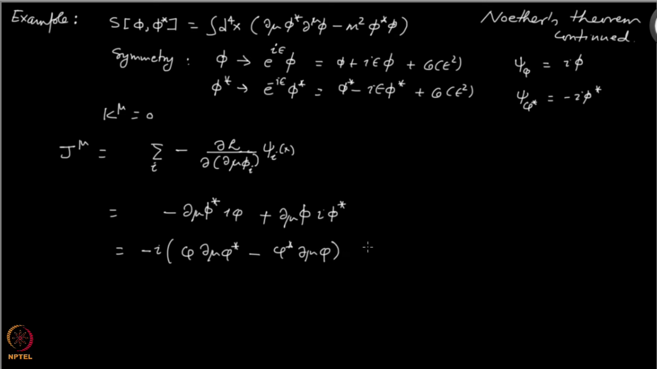If you compare with some books, you will see that there is an overall sign difference, and we'll see why there is a difference. But there is nothing wrong in here, because clearly del mu J mu is 0 whether you have a sign here or not. Okay, so that's fine, and then we can construct J0, and J0 would be minus i phi, and this is del, I have to put mu equal to 0, so this becomes phi dot.